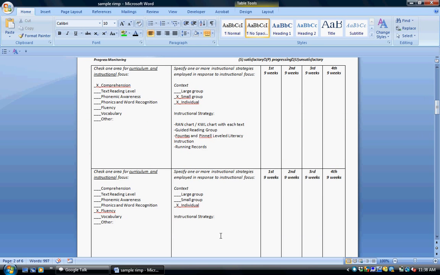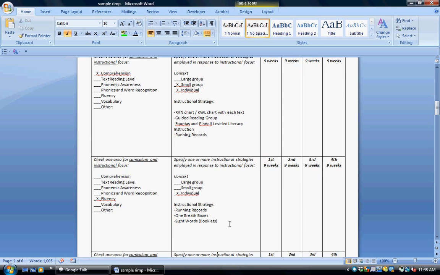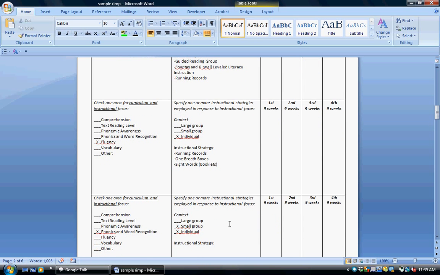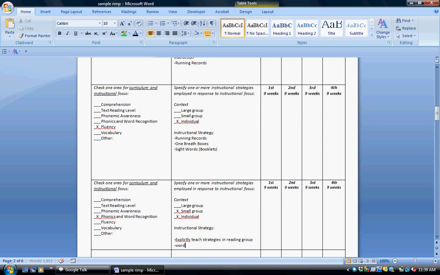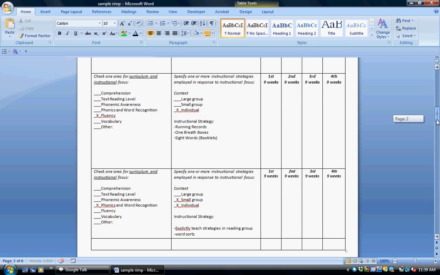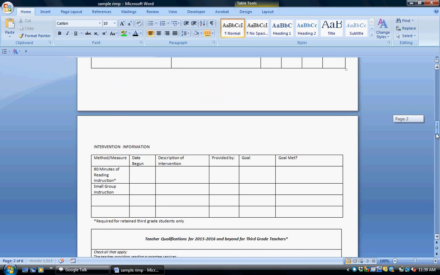All right, his next one is fluency. That's an individual thing. We're going to do running records and 1 breath boxes. We're also going to do sight words. So we're going to do the booklets for those. And I have copies of those if you'd like them. Alright, and for phonics and word recognition, we're going to explicitly teach strategies in a small group. In reading group, we're going to do word sorts. And you do 1 or 2 strategies for each level. Does that make sense? Okay.